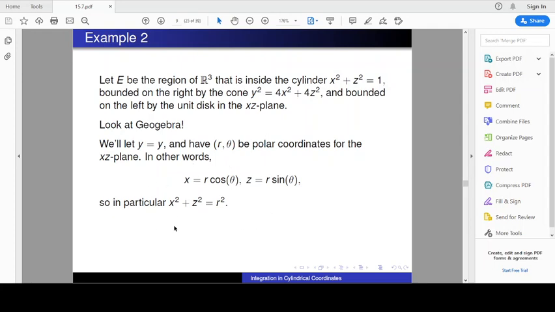So in particular, now our new Pythagorean identity for polar coordinates is x squared plus z squared equals r squared. We're probably going to make use of that somewhere. In particular, this cone: if we're just looking at the right side, we can solve for y and say y is the square root of 4x squared plus 4z squared. But then you can factor out a 4, and you'll get 4 times r squared underneath that square root. But the square root of 4r squared should just be 2r.